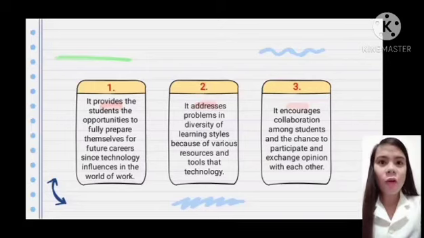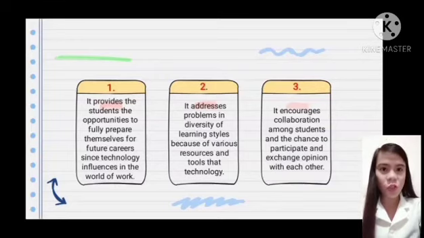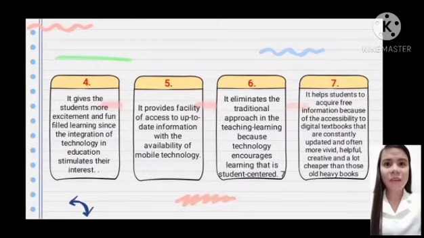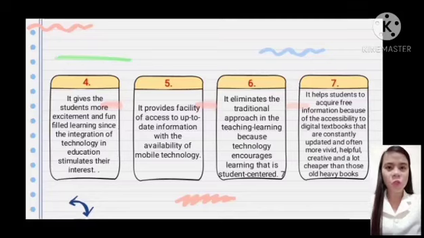3. It encourages collaboration among students and the chance to participate and exchange opinions with each other. 4. It gives the students more excitement and fun-filled learning since the integration of technology in education stimulates their interest. 5. It provides facility of access to up-to-date information with the availability of mobile technology.